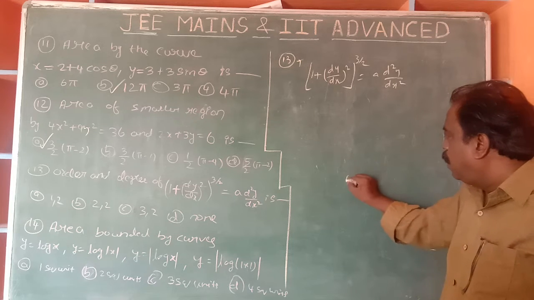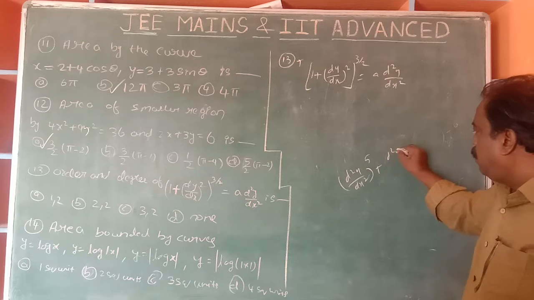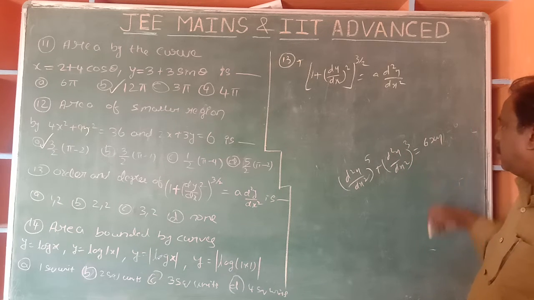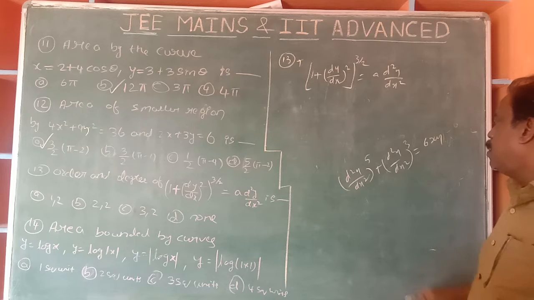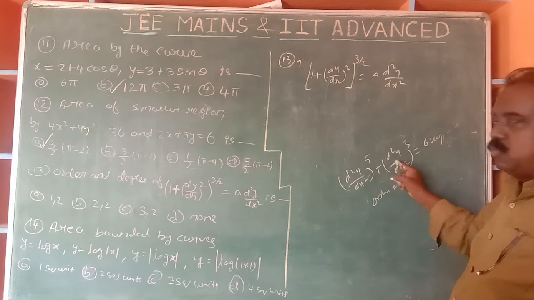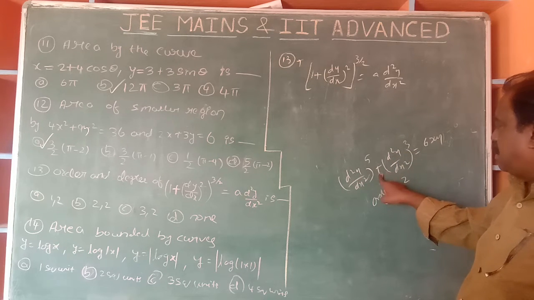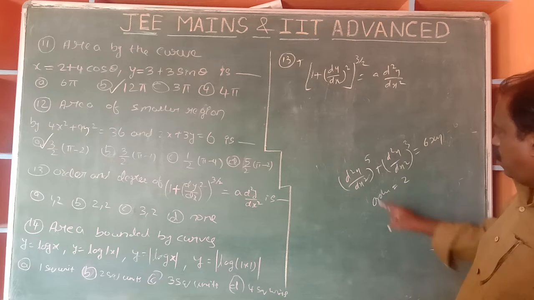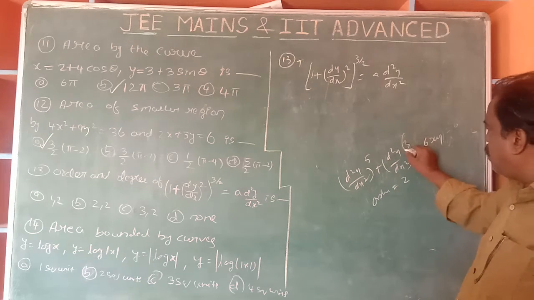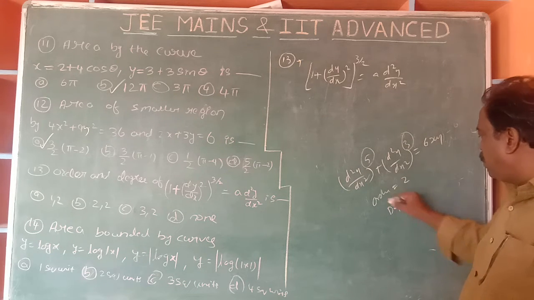Now suppose (d square y by dx square) power 5, plus (d square y by dx square) whole cube is equal to 6xy. It is also a DE. You see, here the order is 2 in both cases, d square y by dx square. There is no other order derivative, only one order derivative. Order is 2. For that highest order derivative, the index at one time is 3, at one time is 5. So here we have to take the highest one as the degree.